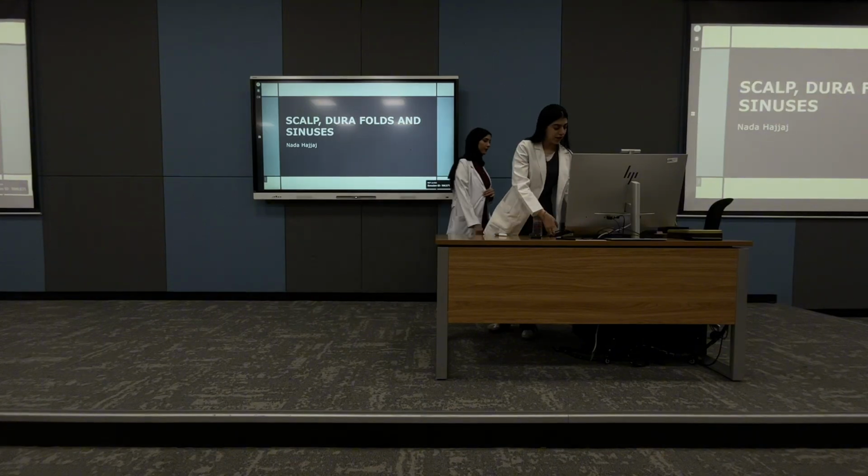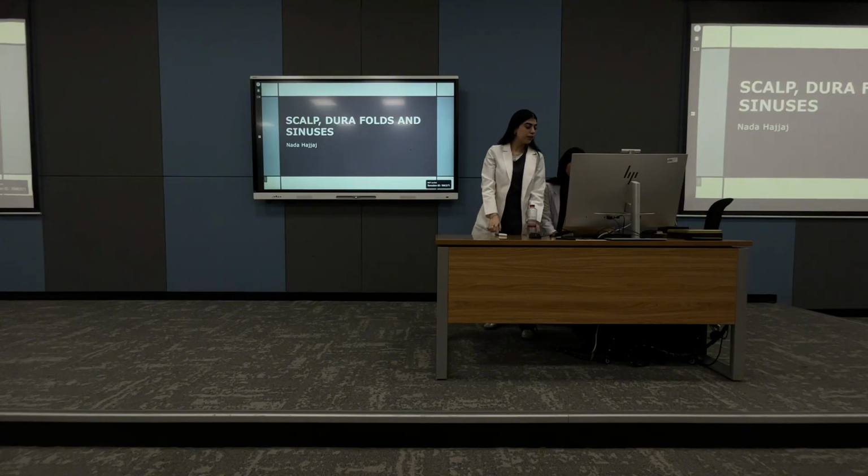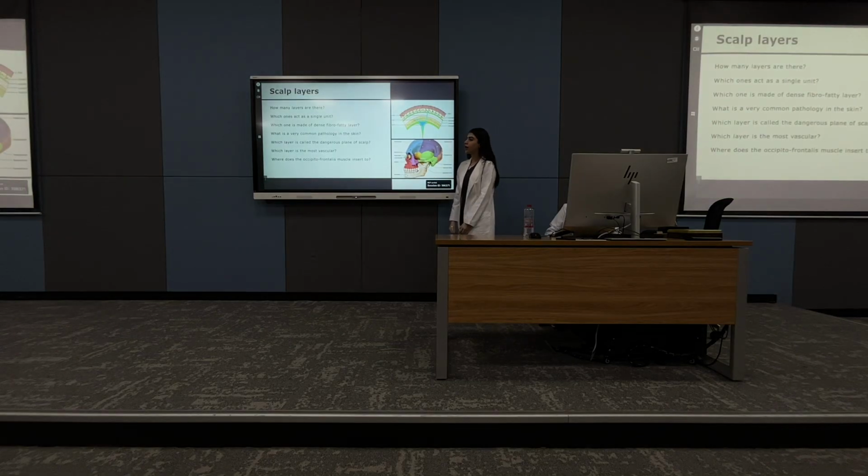Thank you. Okay, so I'll be explaining the scalp, the dural folds, and the sinuses. I'd like you guys to answer these questions. How many layers are there in the scalp? From the knowledge you took this week, how many layers are there? 5. What are they? Skin. Connective tissue. Aponeurosis. And then loose connective tissue.